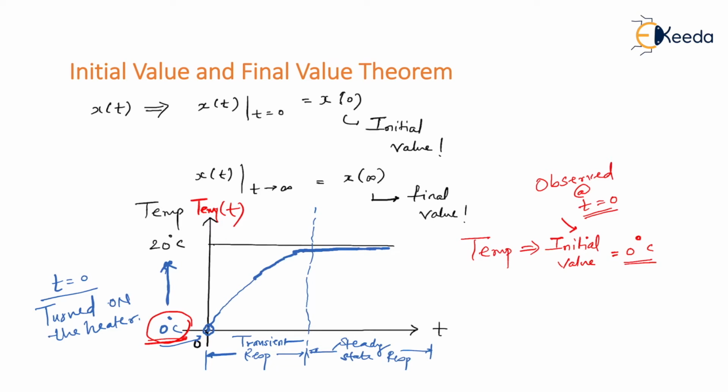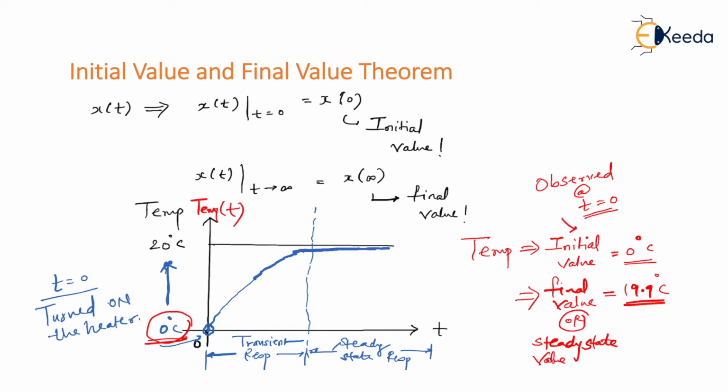Whereas if I ask you what is the final value, then final value means it is called a steady state value. So now I'm talking about a final value, or it is also called a steady state value. By observing, one can say it is, let's say, 19.9 degree centigrade, and now it is constant with respect to time. So 19.9 degree Celsius is what we call a final value.